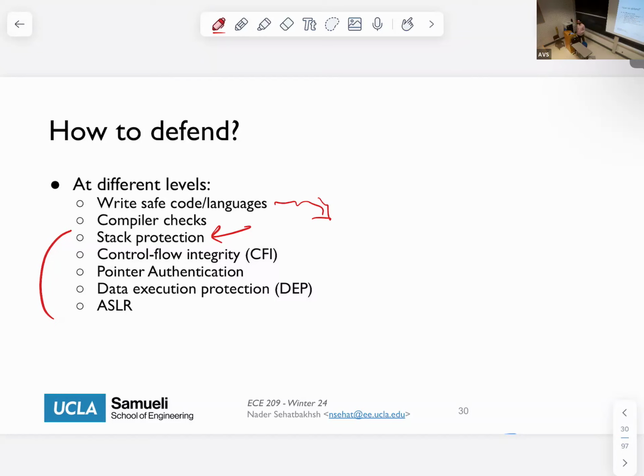You can also, instead of doing it at the software or programming language level, do it at the compiler level. There are compiler defense mechanisms that try to detect this and add proper checks. The operating system technically can do this for you at some point. But then we also started talking about more hardware level solutions.